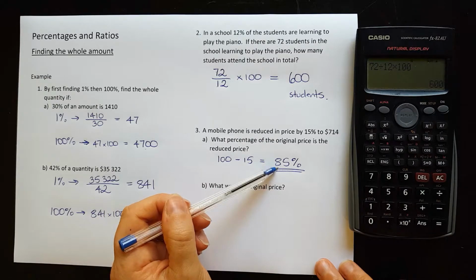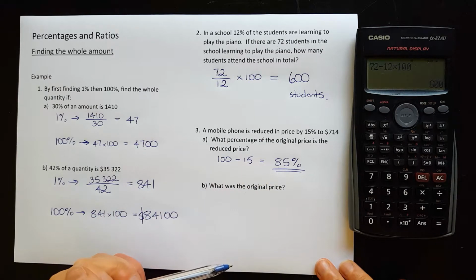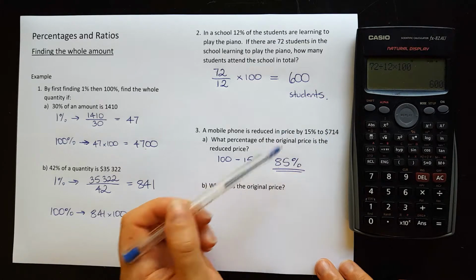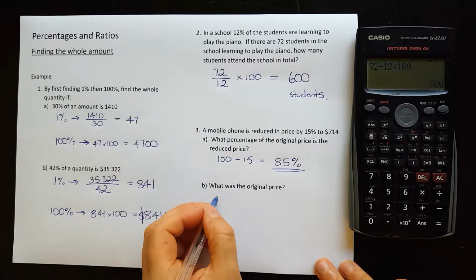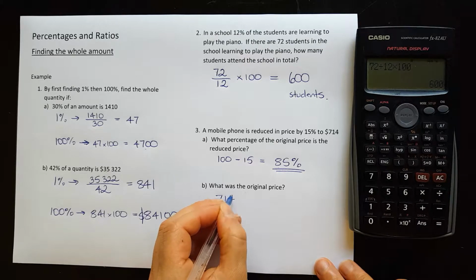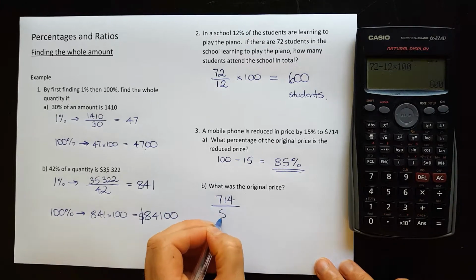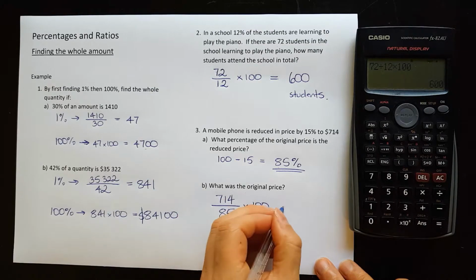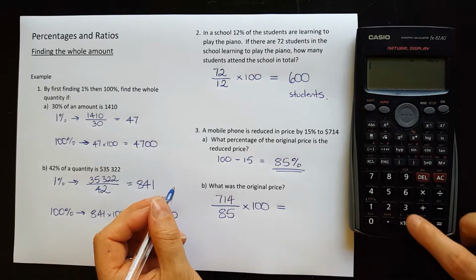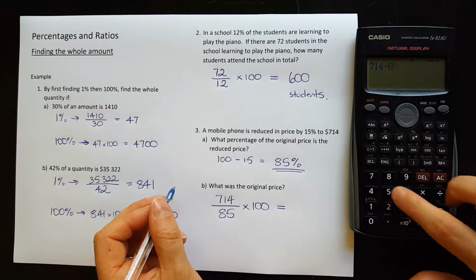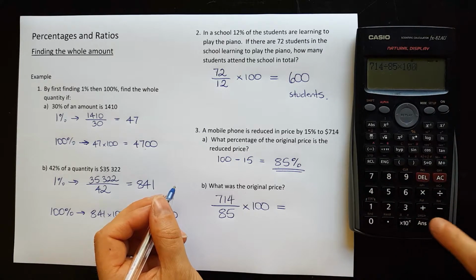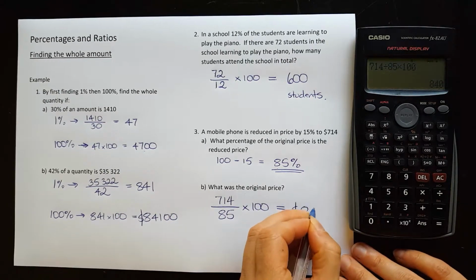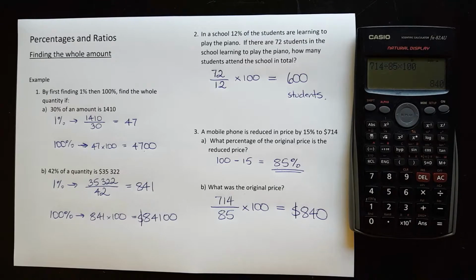We need that step first so that in part B, we can find what the original price was. So this $714 is 85%. I need to take that 714 and divide it by 85, which will tell me 1%, then times it by 100 to find 100%. In the calculator, the phone would have originally been priced at $840.